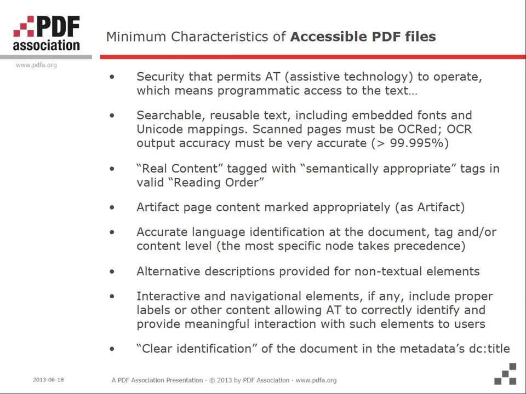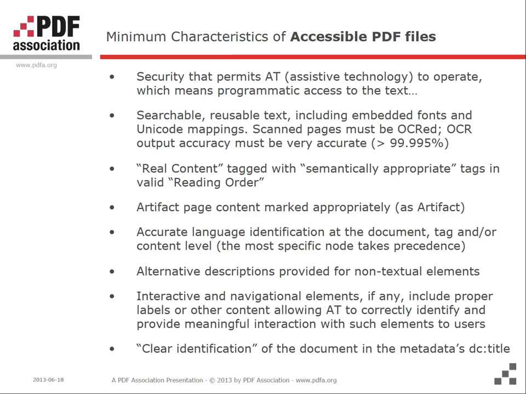The PDF must include searchable, reusable text, embedded fonts so that it looks correct when reflowed, and Unicode mapping so that when the content is extracted, that is the process by which a screen reader and other assistive technology work, we have to be able to know what it is that we're looking at when we extract it. So Unicode mappings are critical. Scanned pages have to be OCR'd, as has been said. OCR output accuracy must be very high. It must be high because scrambled OCR results in illegibility, and illegibility that cannot necessarily be overcome by reading in context.